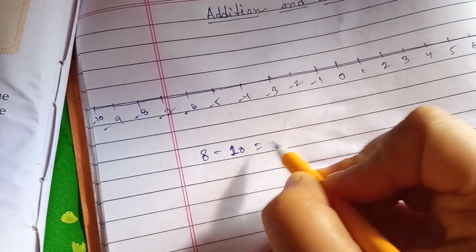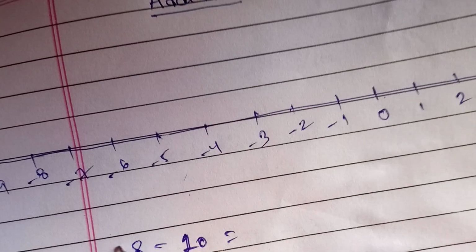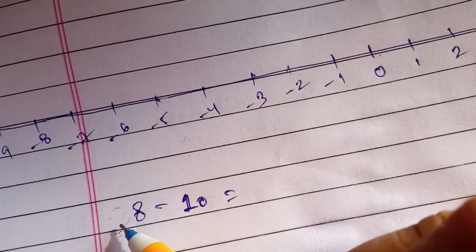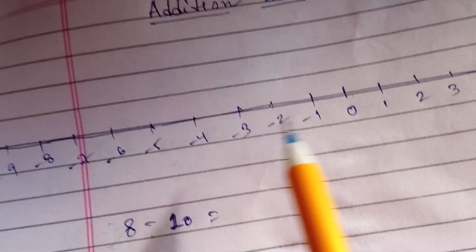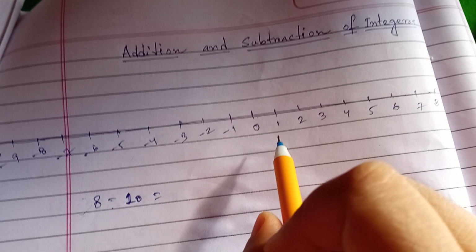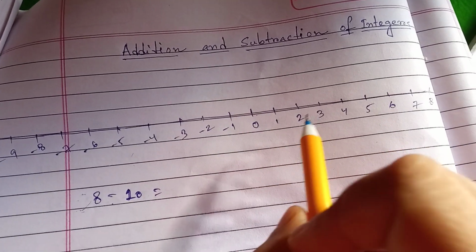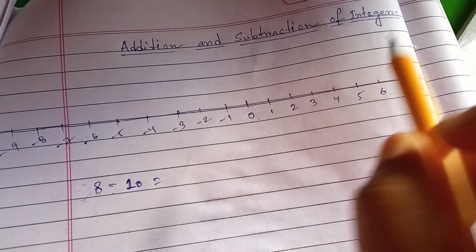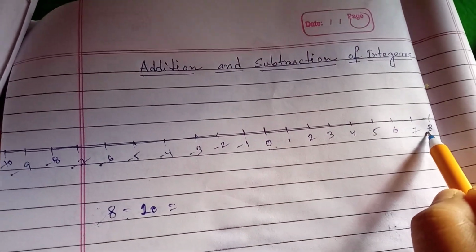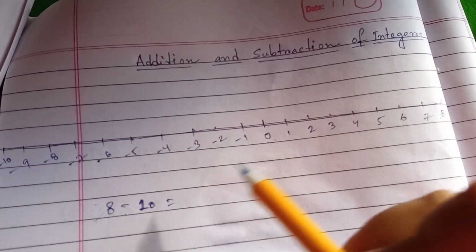Okay, so now the first question is 8 minus 10. In this case you have to start from 8. No sign is mentioned before 8, so that means it is a positive integer. Positive integers belong to the right side of 0. So this is the 0 and the right side means this side. So where is the 8? 8 is here.